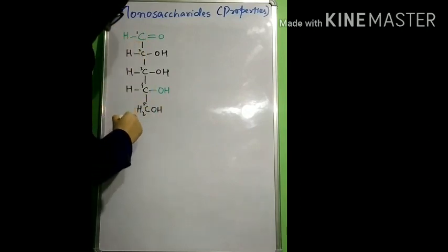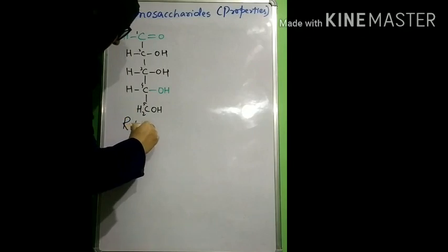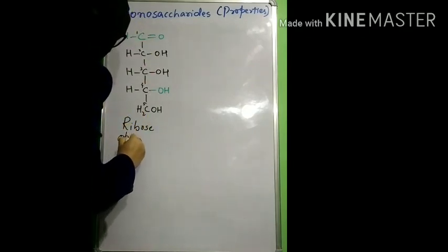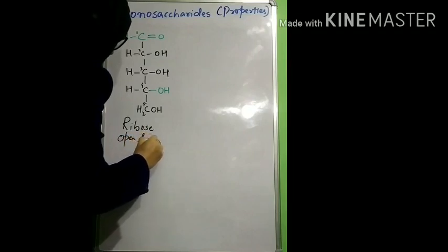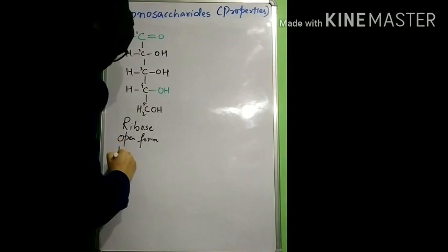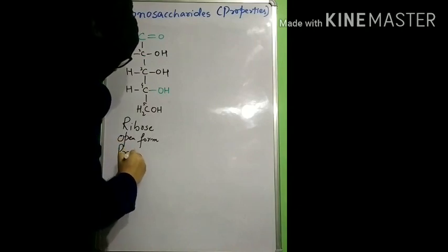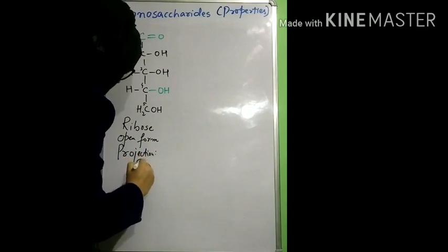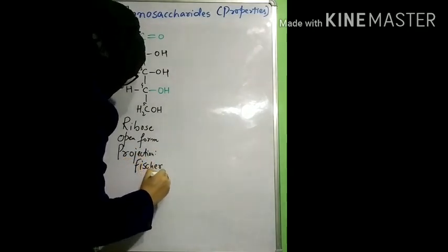But what is the name? This is actually ribose. And which form have I made? Open or closed? This is open form. Okay. And can you tell me what this projection is called? It is Fischer projection. Okay.